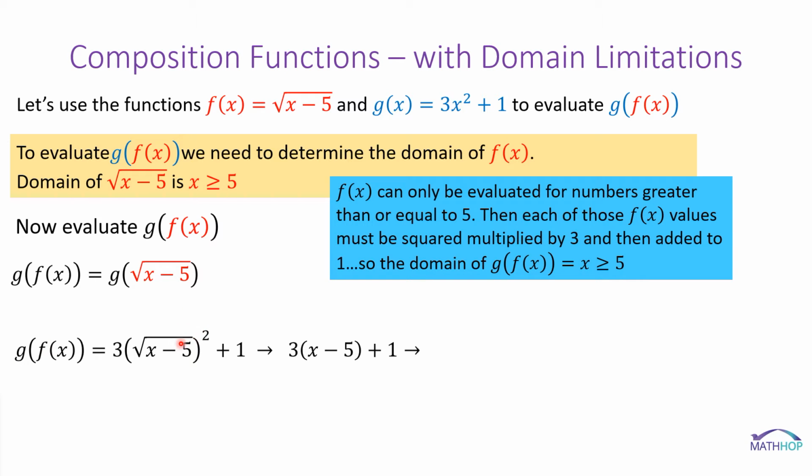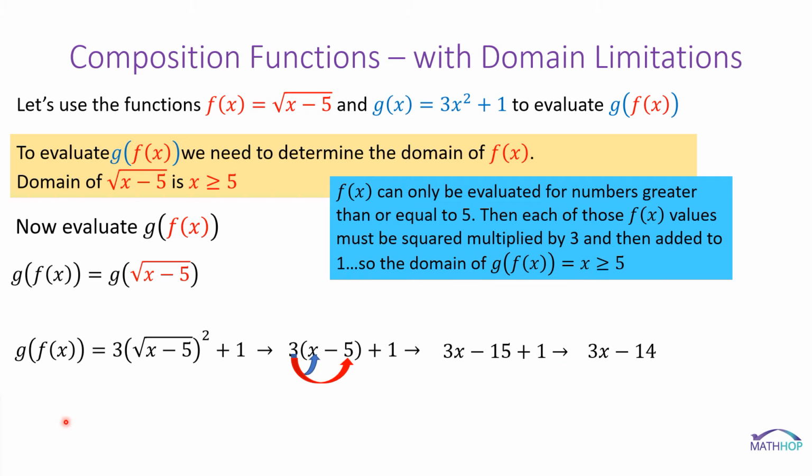Remember that squaring and square rooting are opposite operations. So when we square this, we simply are left with x minus 5. So we get 3 times the quantity x minus 5 plus 1. Let's distribute and clean that up. We get 3x minus 15 plus 1. And then we get 3x minus 14. This is our composition function.